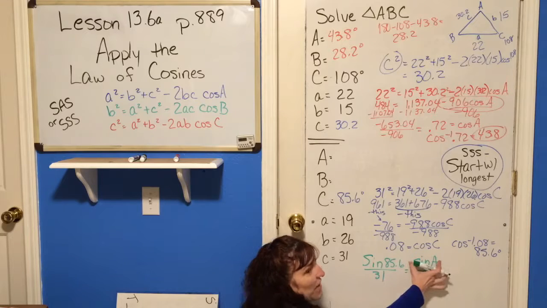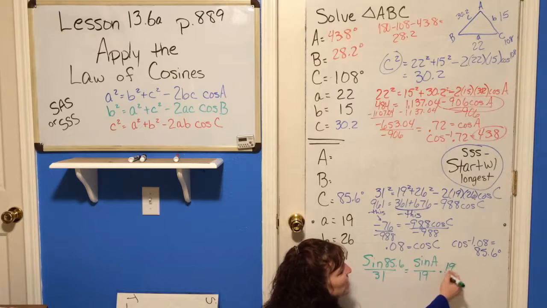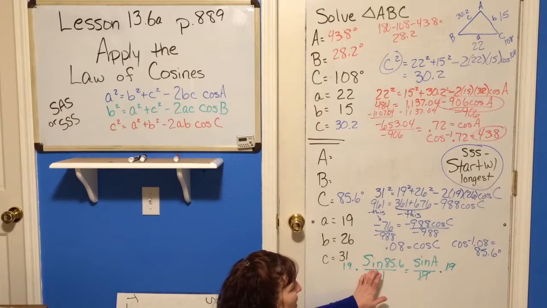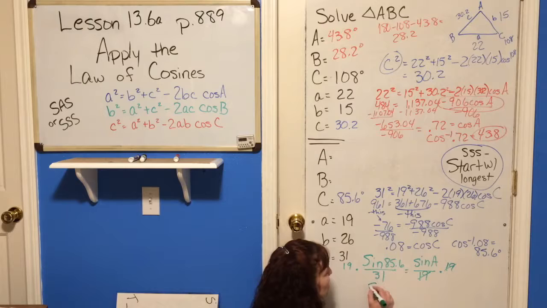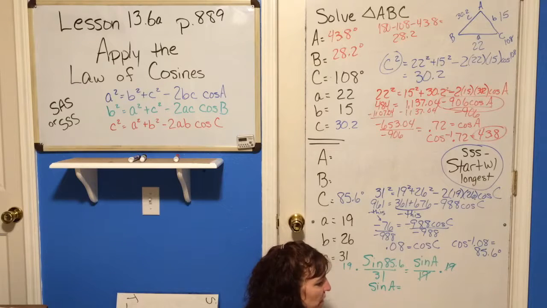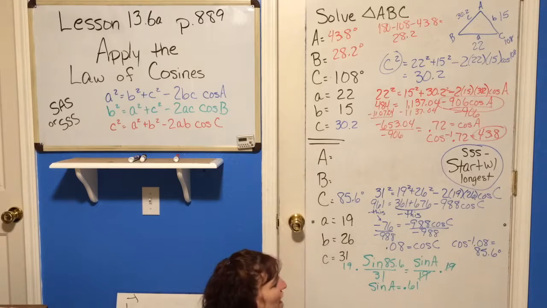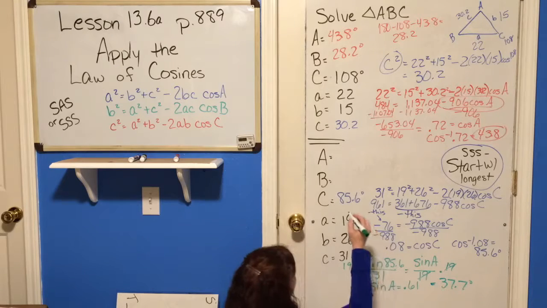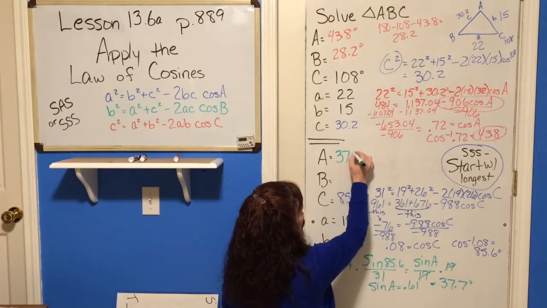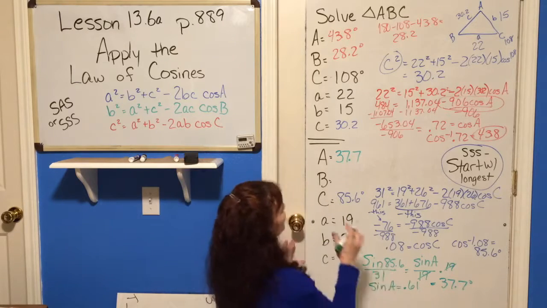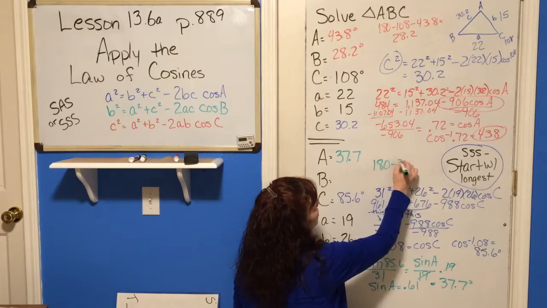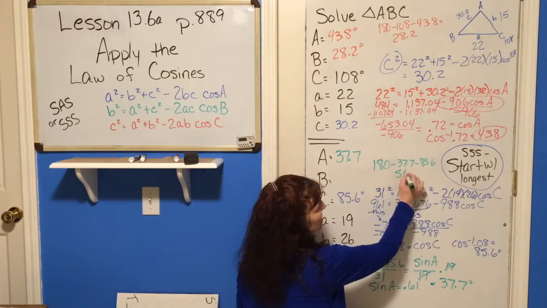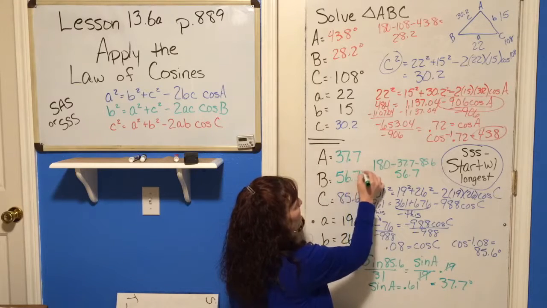And so now remember, to get this sine of A by itself, I'm going to multiply both sides by 19, just like we did in the previous section. And then use your calculator, take 19 times the sine of 85.6 divided by 31. And so the sine of A should equal 0.61. So now take the inverse sine of 0.61, which will give you 37.7. So A is 37.7. And then once you know two angles, use your lovely 180 degrees minus 37.7 minus 85.6 to give you a total of 56.7, and that is B.